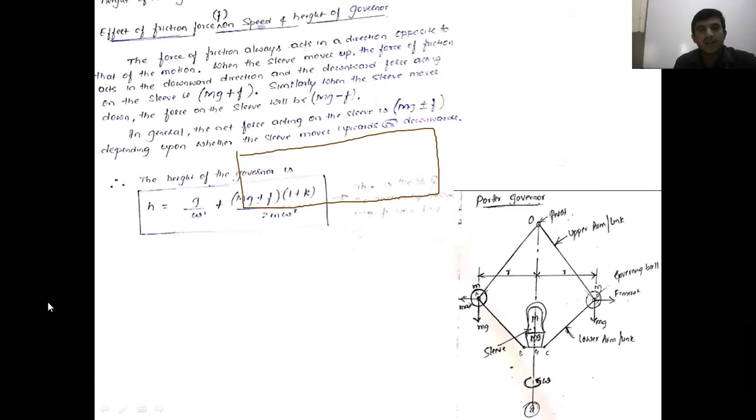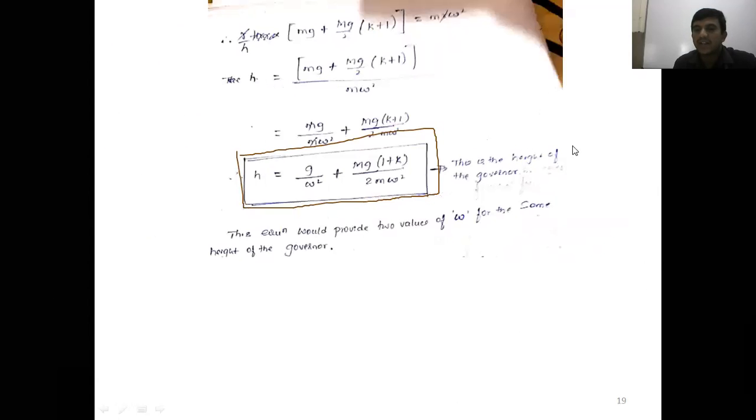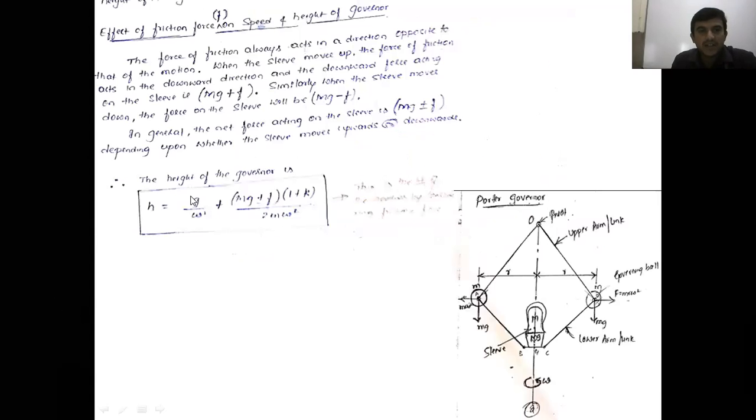Yes, sir. Now up here we'll determine the height of the governor by neglecting the frictional force. Frictional force exists between the movement of the sleeve and the governor shaft axis. Next, we'll consider the friction. If you consider friction, see that.